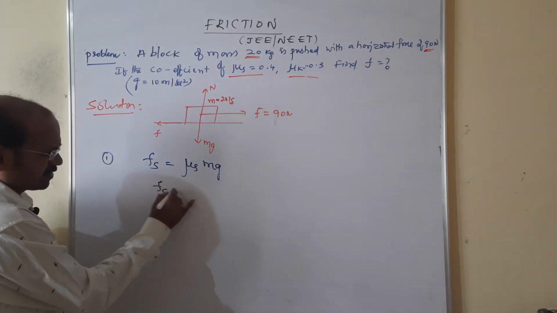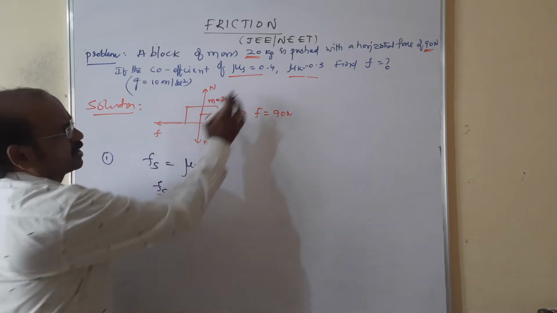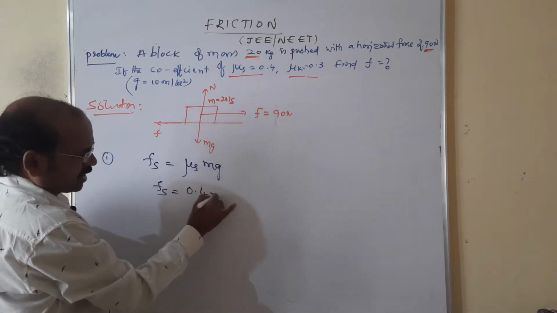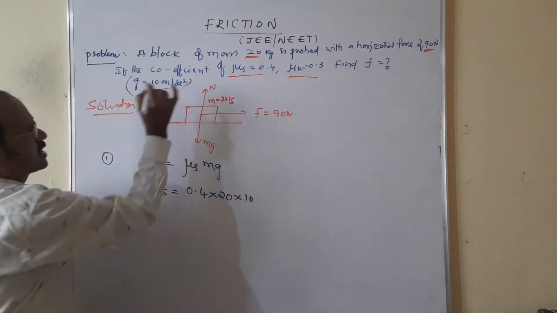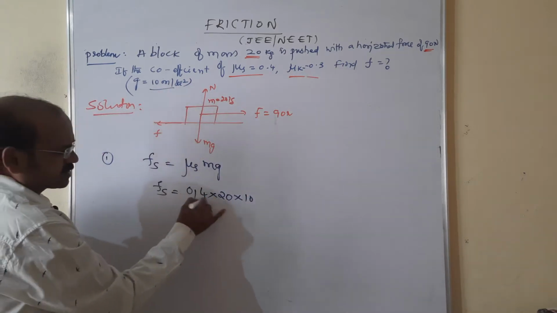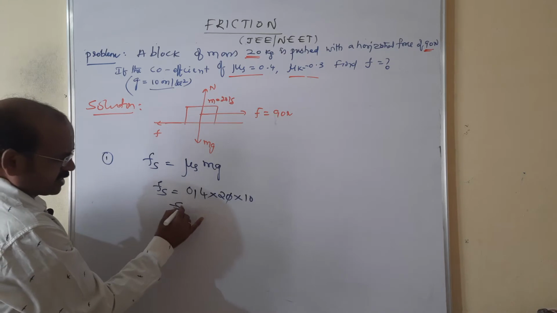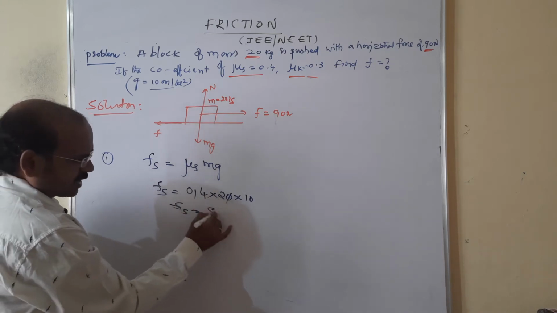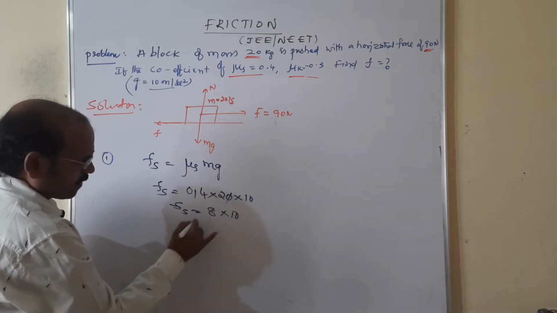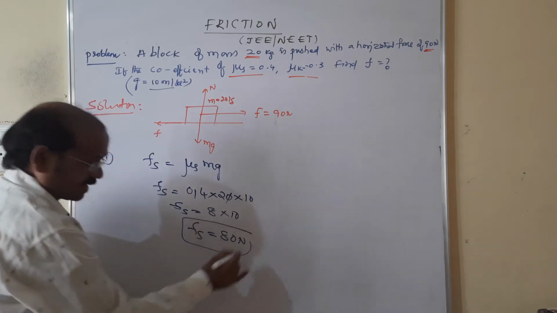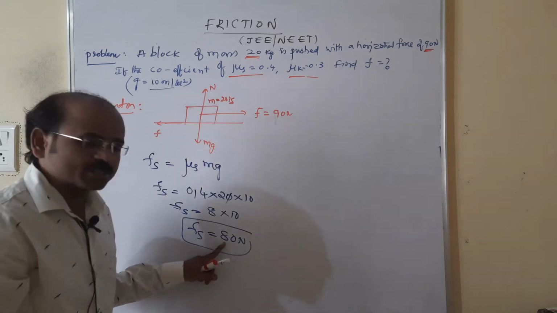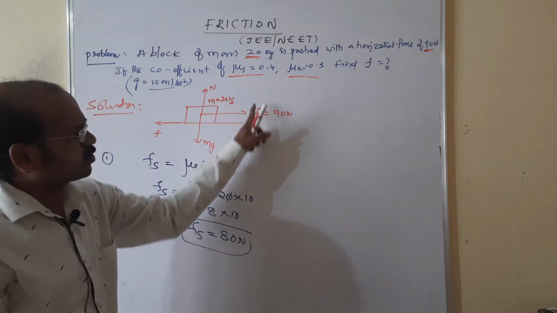That is Fs is equal to mu s m g. Mu s is given as 0.4, mass is 20, and g is 10. Cancel the zeros. Fs is equal to 4 twos are 8, into 10, so Fs is equal to 80 Newton. That is the static friction acting. Static is 80 Newton, but the applied force is 90 Newton.